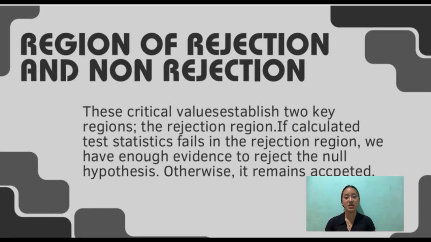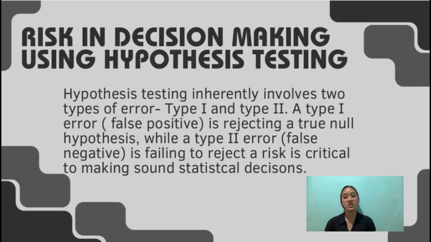Regions of rejection and non-rejection. So, this critical value establishes two key regions: the rejection region and the non-rejection region. If the calculated test statistic falls in the rejection region, we have enough evidence to reject the null hypothesis, otherwise it remains accepted. So, the risk in decision making using hypothesis testing.